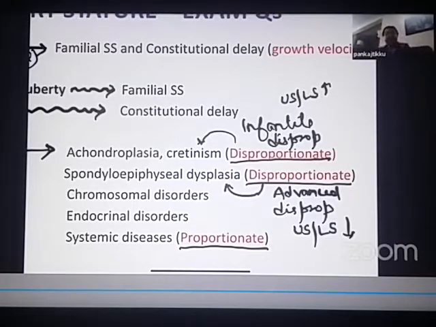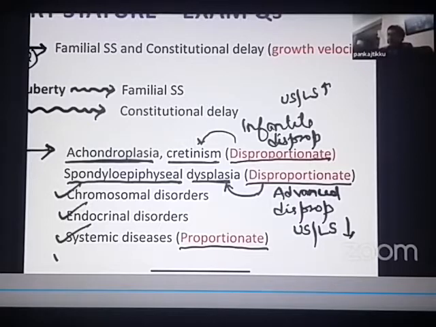What is an example of infantile disproportion? I told you a type of bone disorder known as achondroplasia, and congenital hypothyroidism. And what was the example of advanced disproportion? It is spondyloepiphyseal dysplasia, another type of bone disorder. Then the proportionate short stature, I told you, can be chromosomal disorders, endocrinal disorders, systemic diseases, and the fourth one is malnutrition.